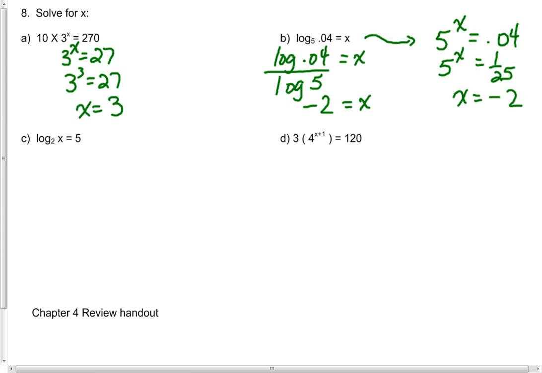Log base 2 of x equals 5. Well, another form for that one would be 2 to the 5th equals x. x must be 32. 3 times 4 to the x plus 1 equals 120. The first thing I would do would be to divide by 3.